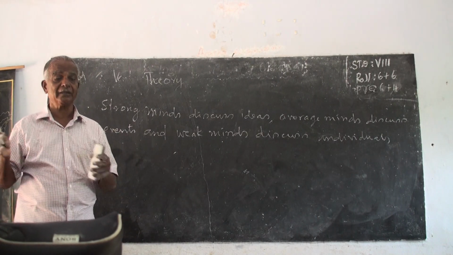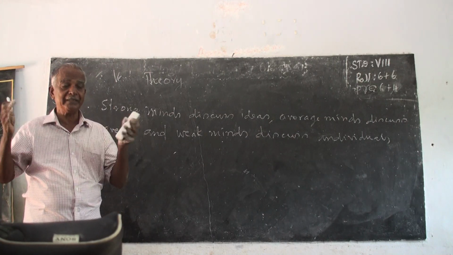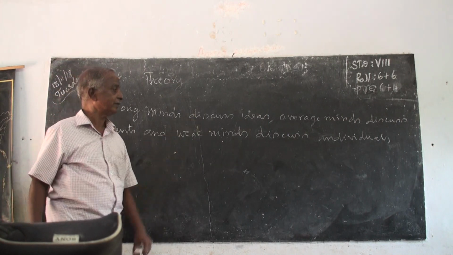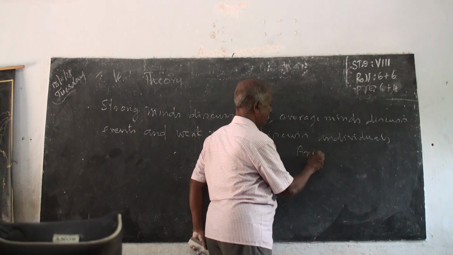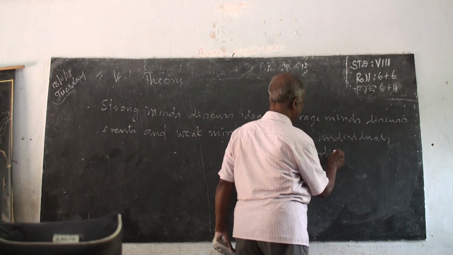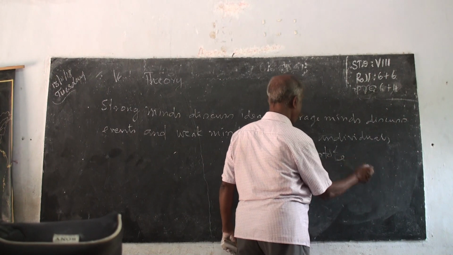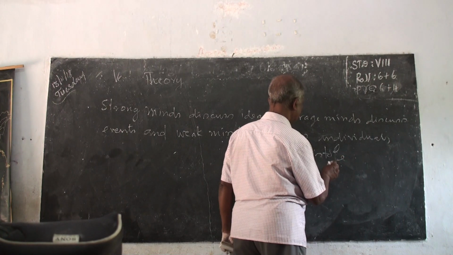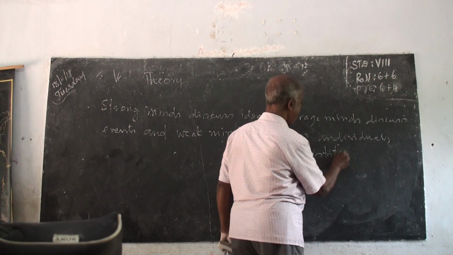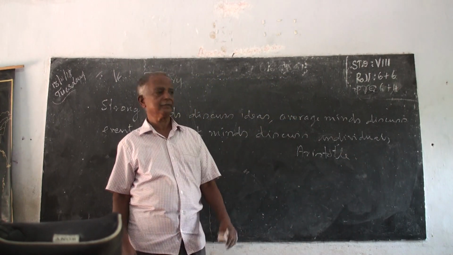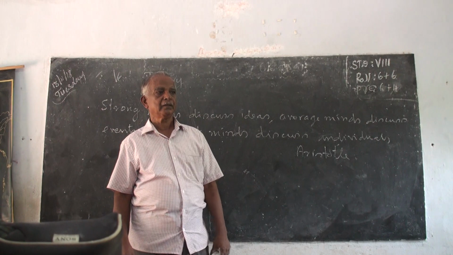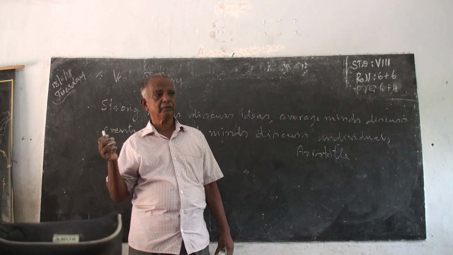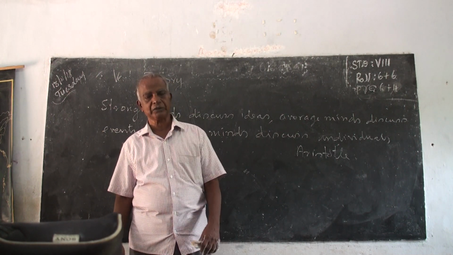See, ideas are more important. We must think, discuss ideas. Whether this idea is correct, that idea is correct. So, who said this? Aristotle said this. Aristotle was a Greek philosopher, who lived more than 2000 years ago.